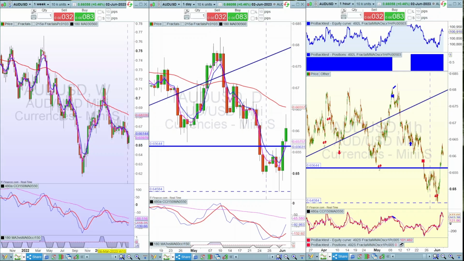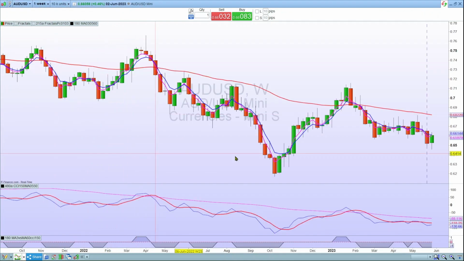June the 3rd, 2023, the Aussie-US currency update. On our weekly, we're still in a bearish momentum primarily, but on the daily, we've broken up into a neutral positioning with these last couple of bull candles. So let's look at each of these in detail.